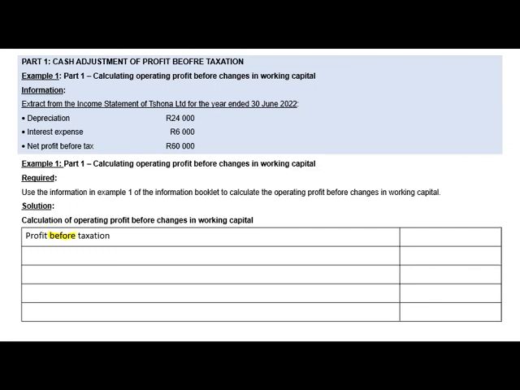There are different ways of calculating profit before tax. You will come across that as we go. I will start with my profit before tax, which will be 60,000. And I will adjust it and add back depreciation for the current year and interest expense for the current year as well. That will give me my operating profit before changes in working capital. I took the 60,000, added 24,000, and added 6,000, and that will give you 90,000 rand.